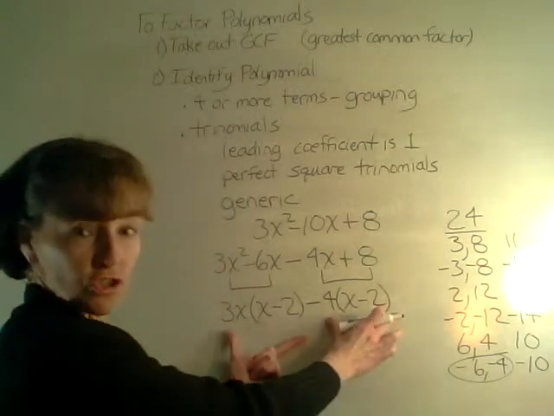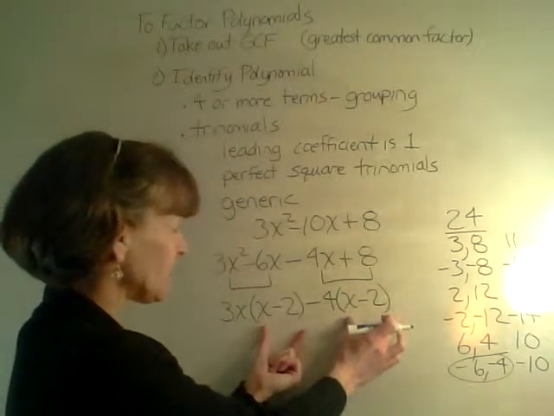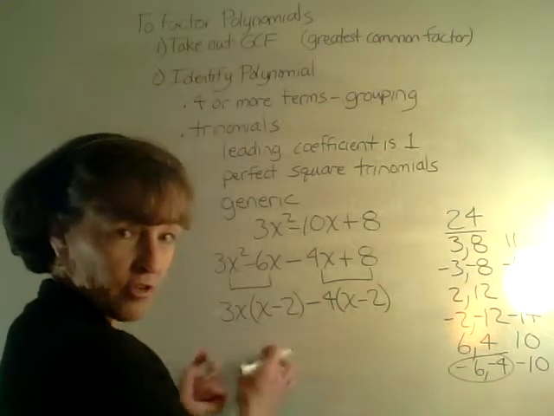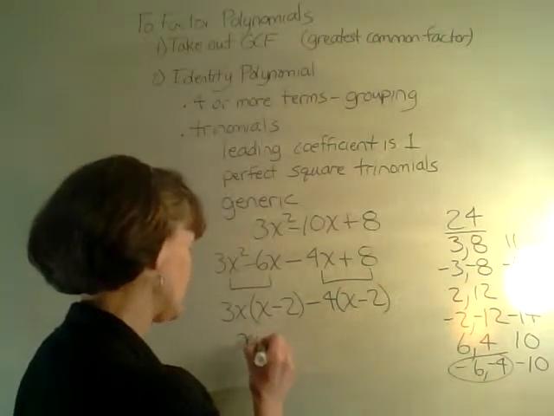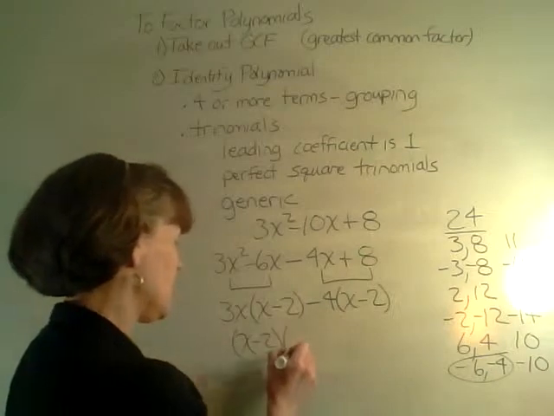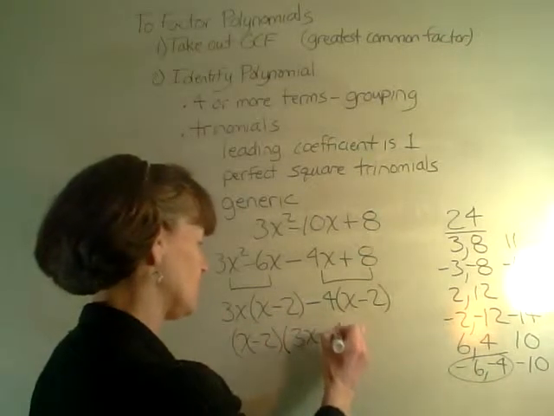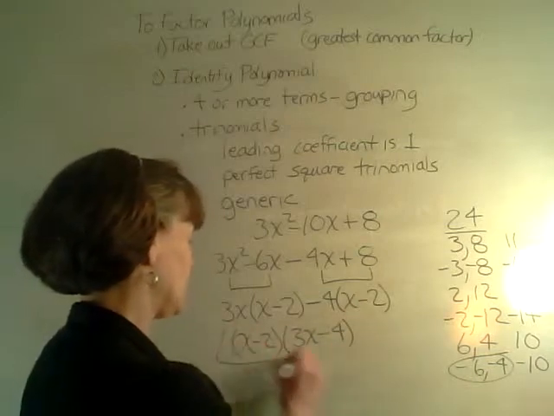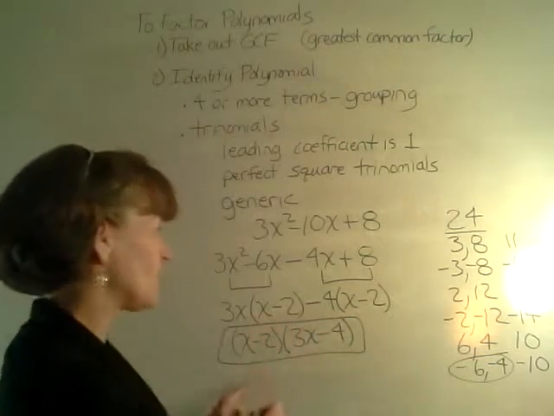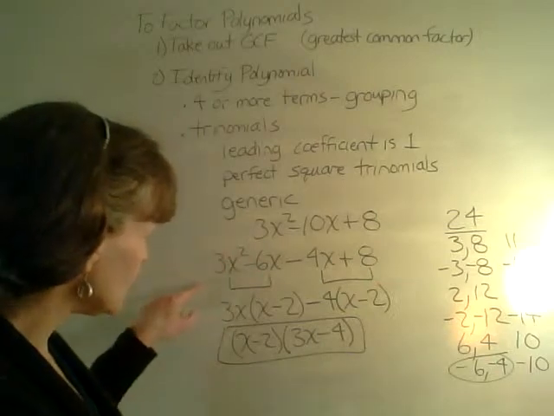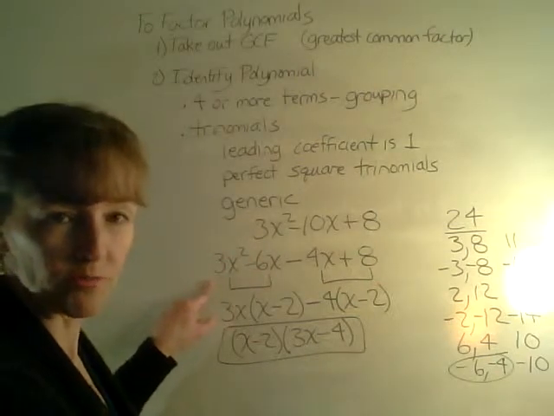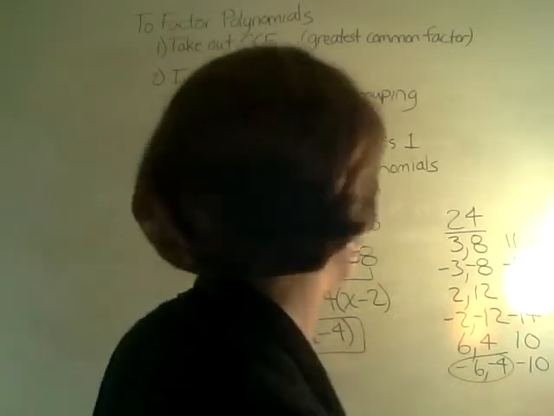Now I have two terms, and they have a like factor. So I'm going to factor out the factor they have in common, which is x minus 2. In this term, I have a 3x left, and in this term, I have minus 4 left. And I have now factored my trinomial by turning it into 4 terms. Let's do another example.